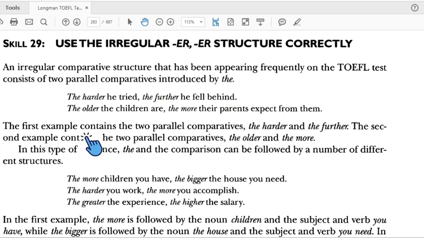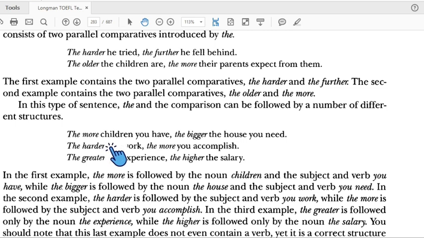The first example contains two parallel comparatives, "the harder" and "the farther". The second example contains two parallel comparatives, "the older" and "the more". In this type of sentence, "the" and the comparison can be followed by a number of different structures. For example, "The more children you have, the bigger the house you need." "The harder you work, the more you accomplish." "The greater the experience, the higher the salary." So you focus on this one.